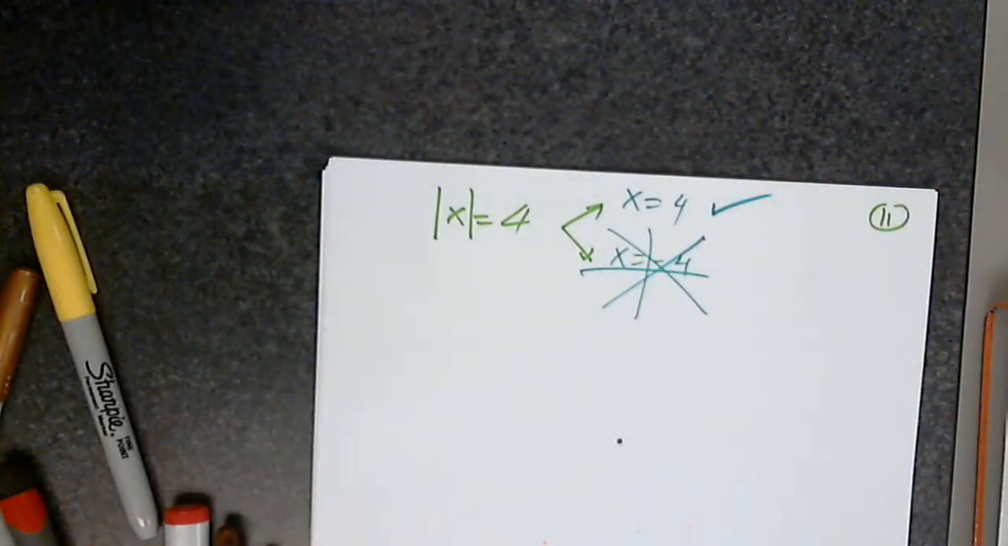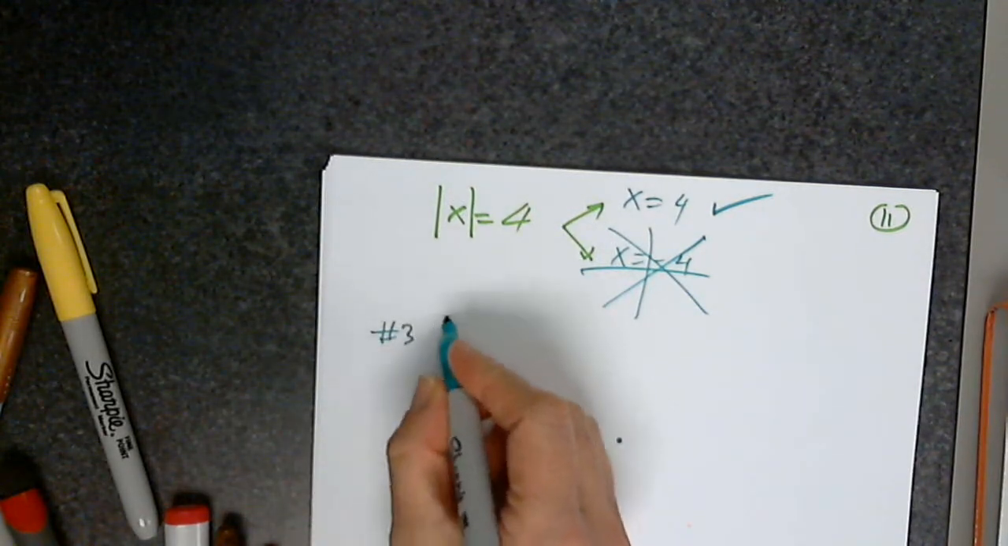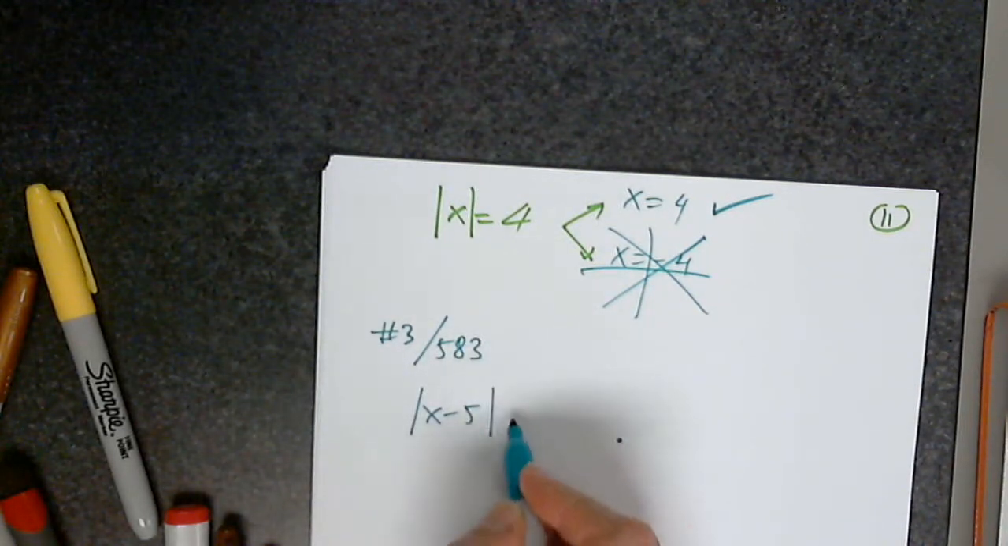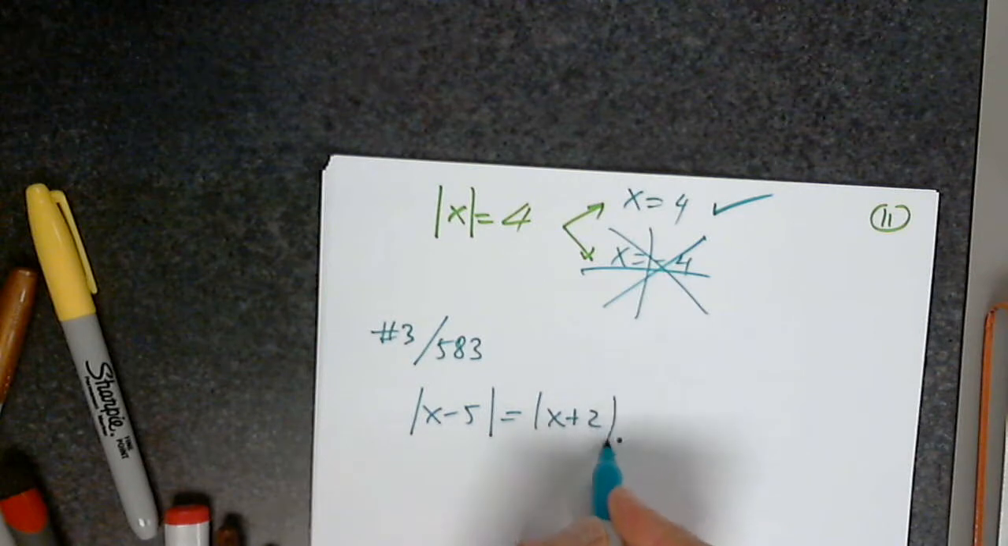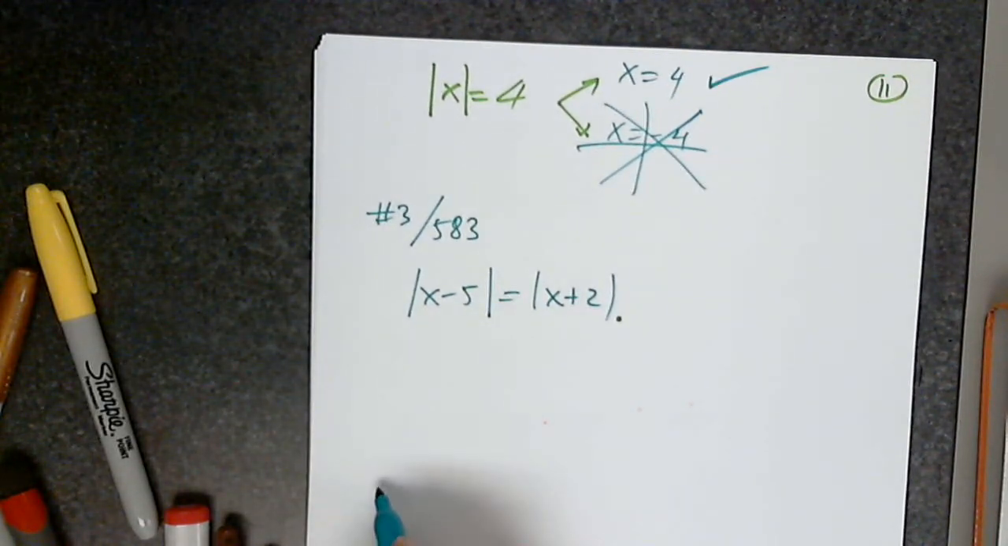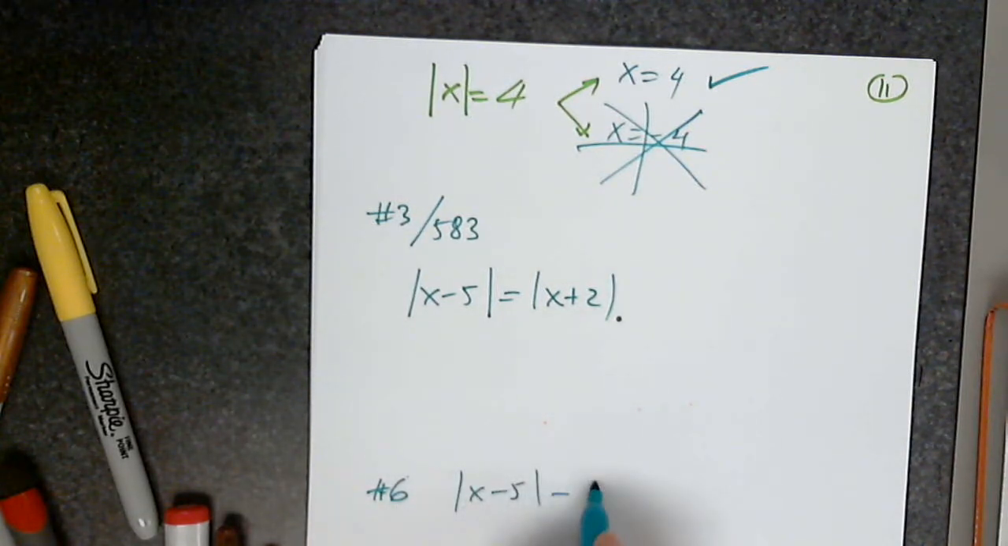Let's review the 3 sections from chapter 9. For example, problem 3 on page 583. The absolute value of x minus 5 equals the absolute value of x plus 2. And then I'm going to write also 6. You don't have to copy more than one. I'll allow you time to copy.